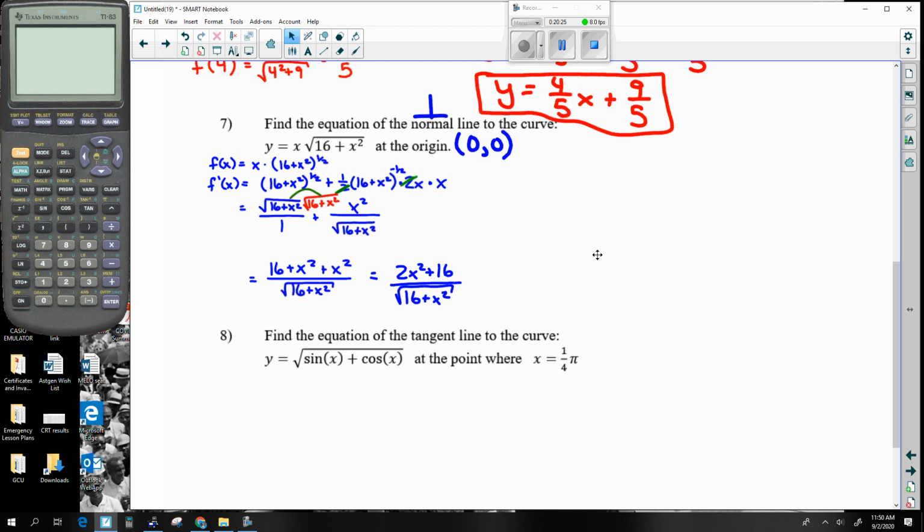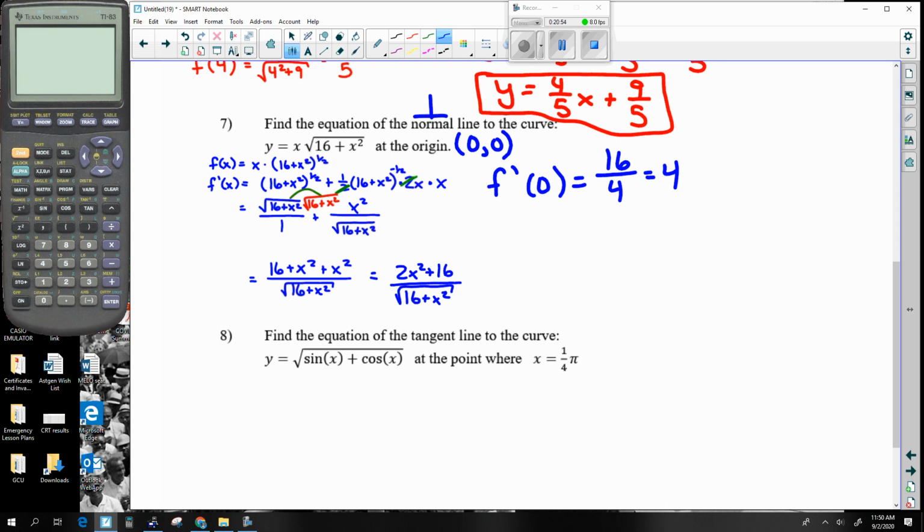Okay, so that's the derivative. But now I need to know what is the slope of my line. So what is the slope of the tangent? What that is going to be is the derivative at 0. That makes our math pretty easy. That leaves us with 16 on top, square root of 16 on bottom, so that's going to be 4. So the slope of the tangent line is 4.